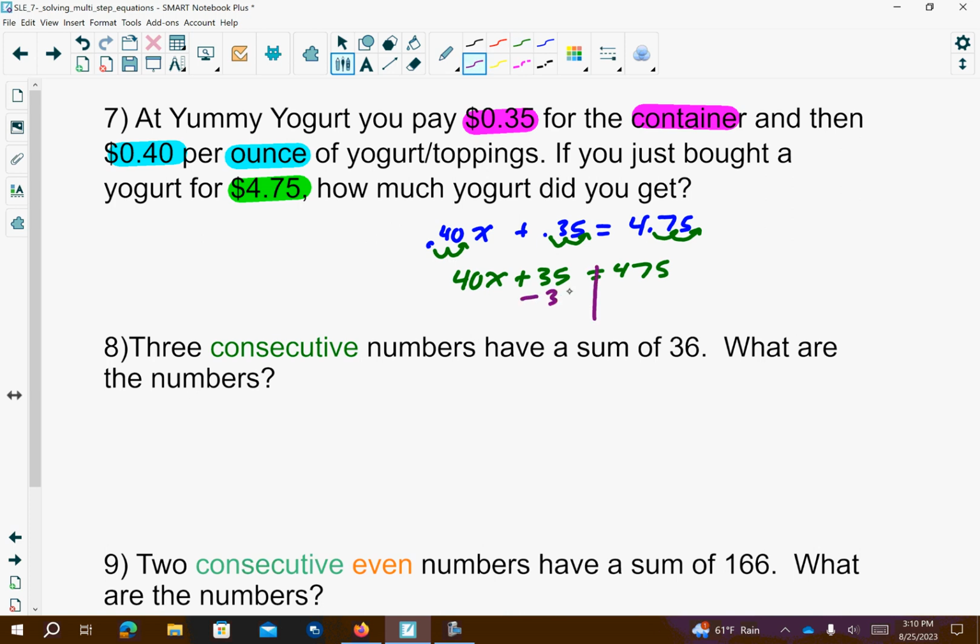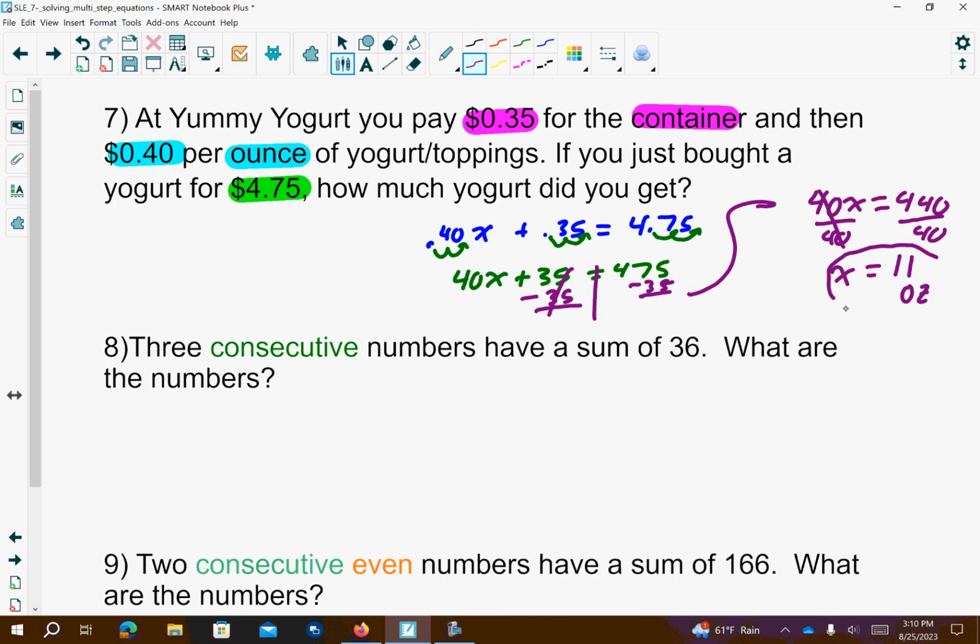Let's subtract 35 from both sides. 475 minus 35 is going to give me 440. Let's divide both sides by 40. X is equal to 11. See, we got 11 ounces of yogurt and toppings.